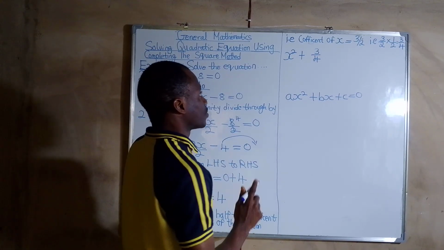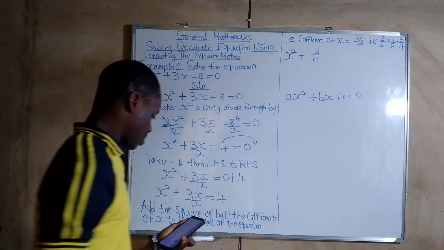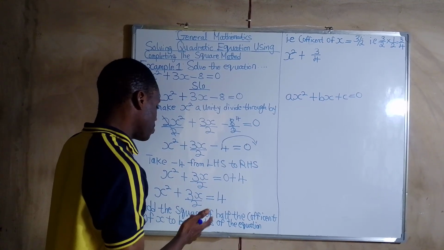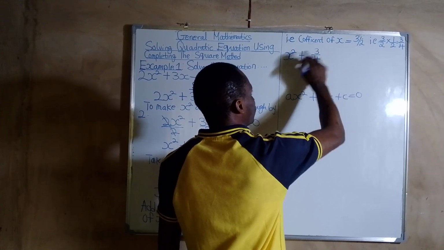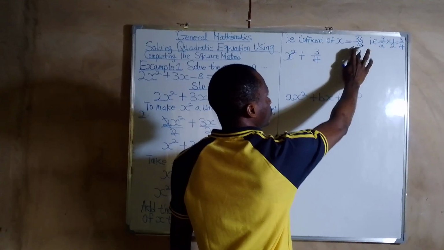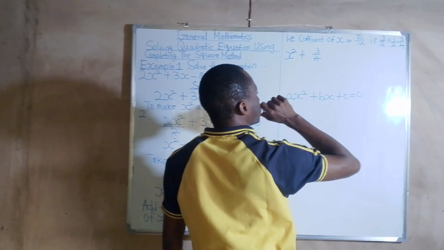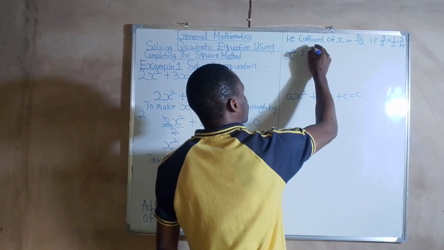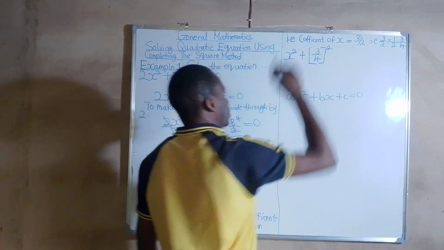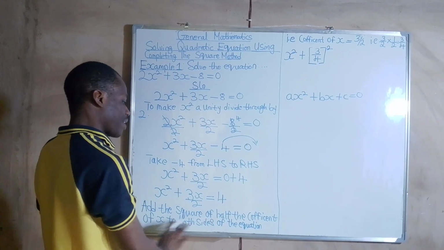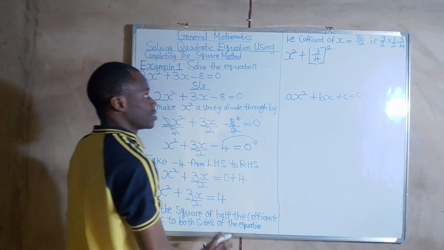Now we'll put the x itself. If you like, you can remove it. If you like, you leave it. But I'll have to attach it here. So I've done my half here, which is 3/2 times 1/2, which is 3/4, right? Yeah. Giving me this 3/4. So the next thing I'll now do is 3/4 squared, that which says add the square of half the coefficient of x to both sides of the equation.